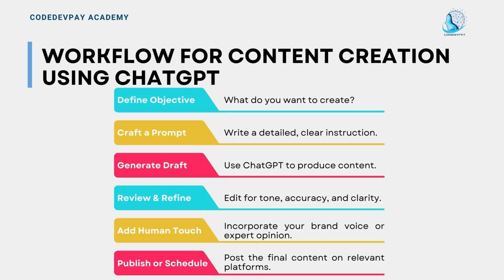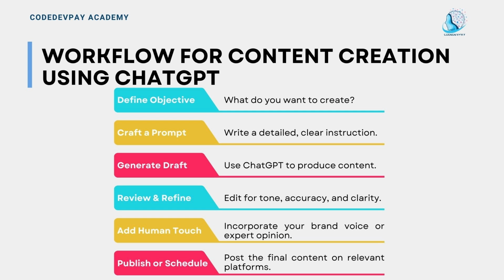Now let's look at the workflow for content creation using ChatGPT. 1. We need to define the objective. What do you want it to create? Second, you need to craft a prompt. Write detailed and clear instructions.